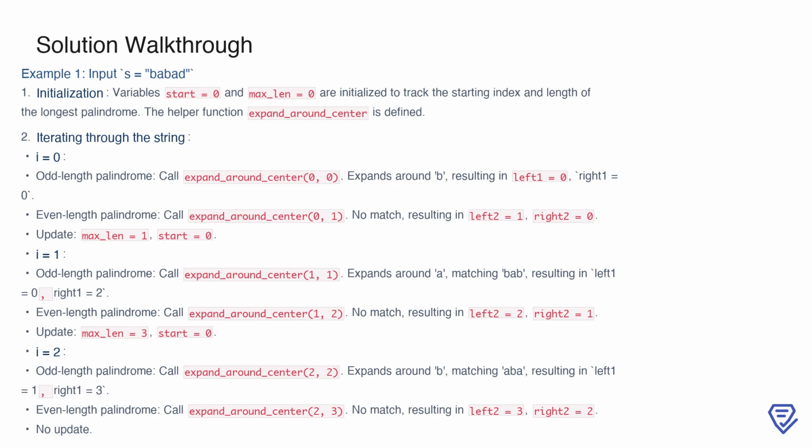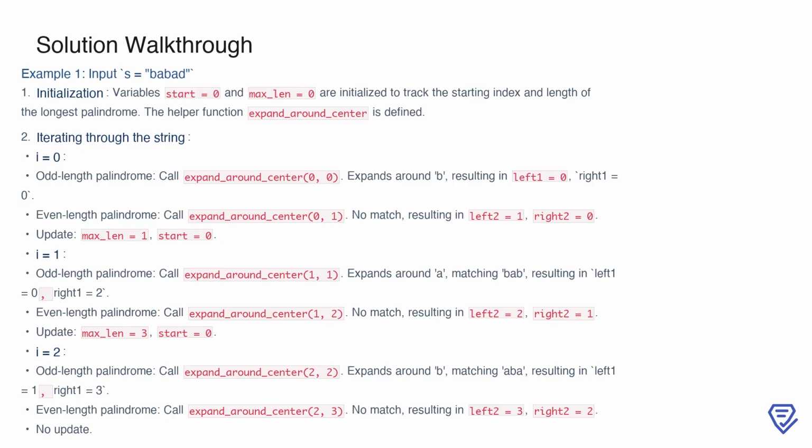Moving to i equals 1, the odd-length check with expand_around_center, 1, 1, expands around a and matches the substring bab, resulting in left1 equals 0 and right1 equals 2. The even-length check with expand_around_center, 1, 2, results in no match, leaving left2 equals 2 and right2 equals 1. Here, we update max_len to 3 and start to 0.